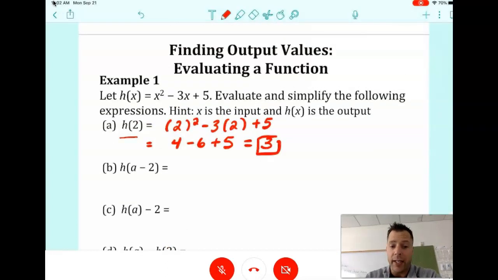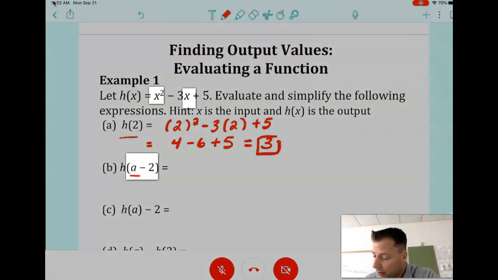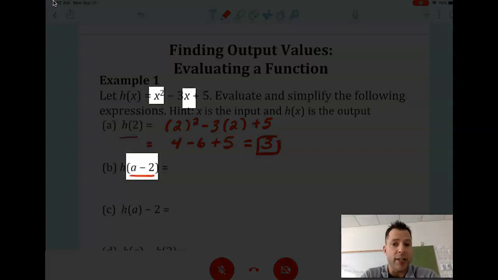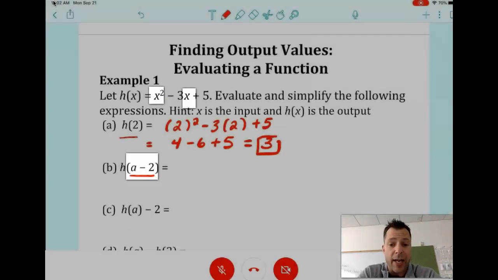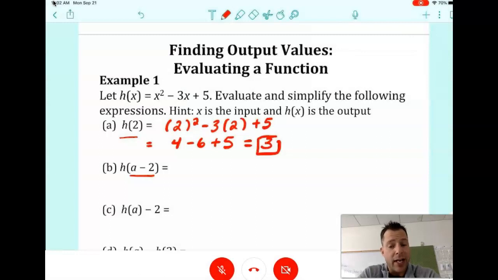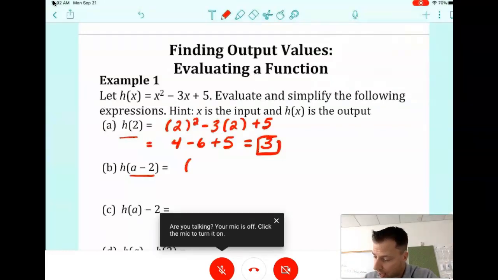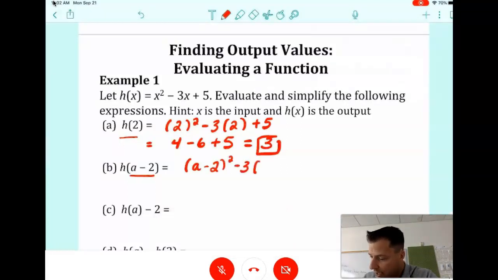The second one, the argument is a minus 2. It's a linear function, a minus 2. It's not a number now. So now wherever we see an x, we're going to put a minus 2 in. So just like before, I'm going to put in parentheses. So I'm going to have a minus 2 squared minus 3 times a minus 2 plus 5. So in this case, we're going to have to square out this quadratic.